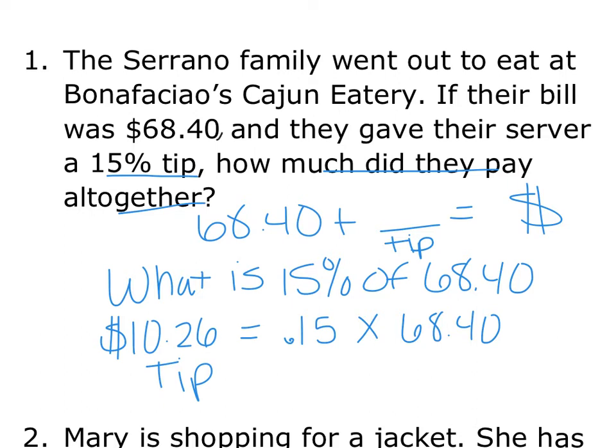They asked us how much did they pay altogether. So now we need to take this dollar amount that we calculated for the tip and add it on to the bill. So we're going to take 68.40 and add it to the 10.26 tip. And altogether, they paid $78.66. Let's do the next one.